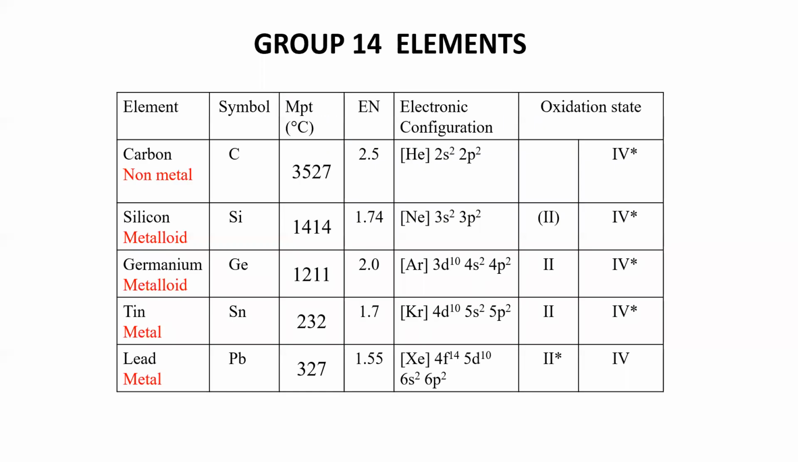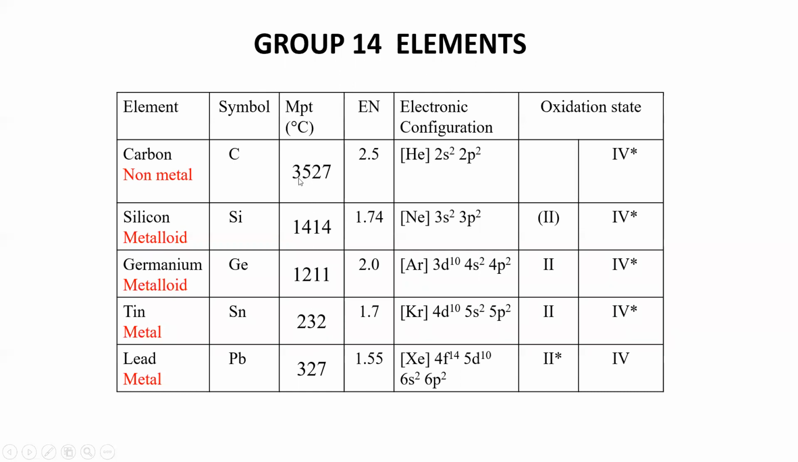So those are the distinctive features of your group 14 elements. So we'll look at the group 14 elements proper. As I said, for our group 14 elements, we have carbon, silicon, germanium, tin, and lead. As we said, carbon is a non-metal, silicon and germanium are metalloids, while tin and lead are the metals. And these are the symbols. Please note the symbols. And the melting point decreases down the group.